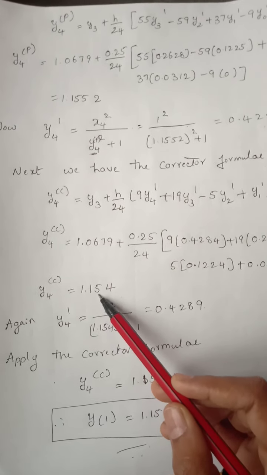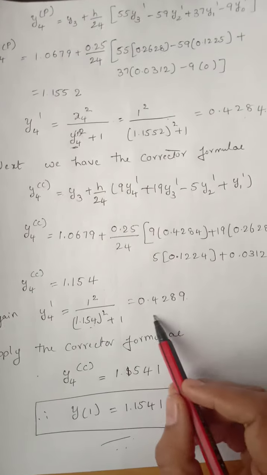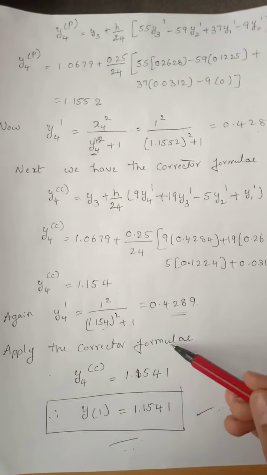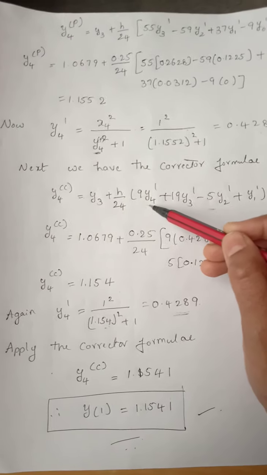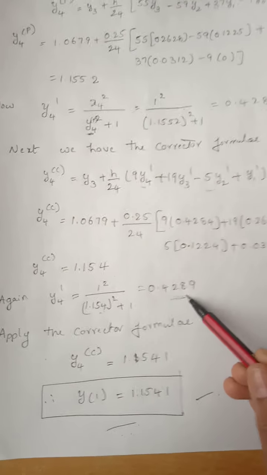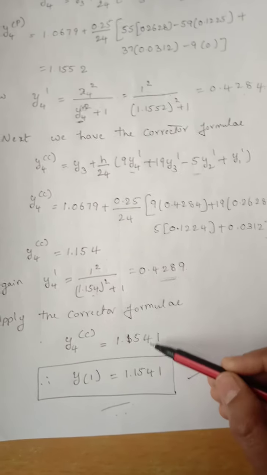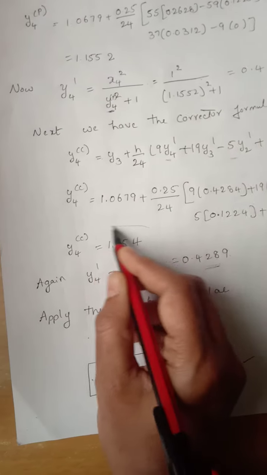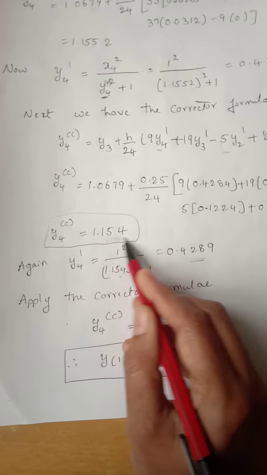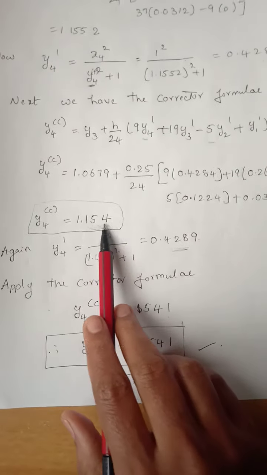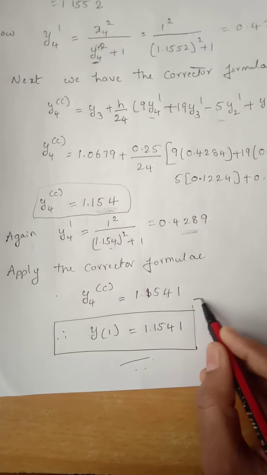So we just found y4 of c, so you write that new value as y4, and this is your new y4 dash. Again you substitute in the same corrector formula, just changing this y4 to the new y4 dash. You substitute here, and this is the value you got. If you compare with the previous y4 of c, you got at least 3 decimal values the same. So minimum 3 decimal values, 1.154, here also 1.154. So we stop the corrector formula here.